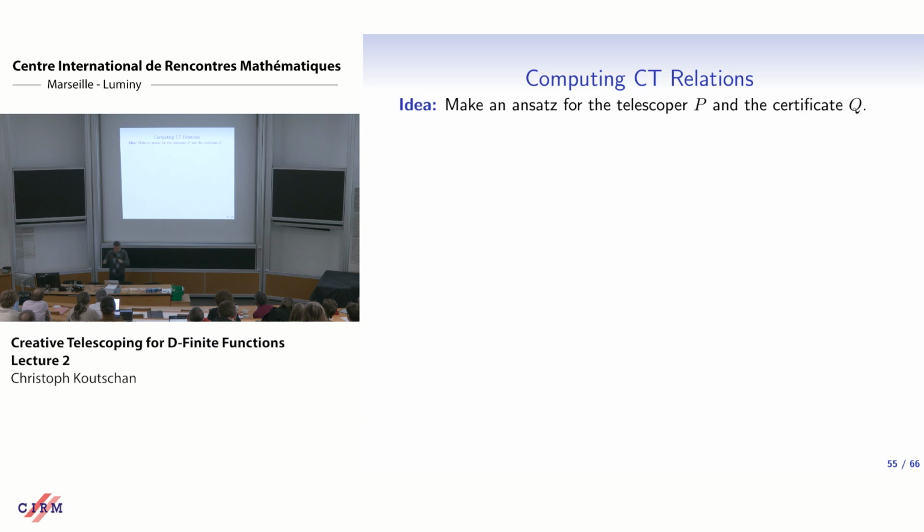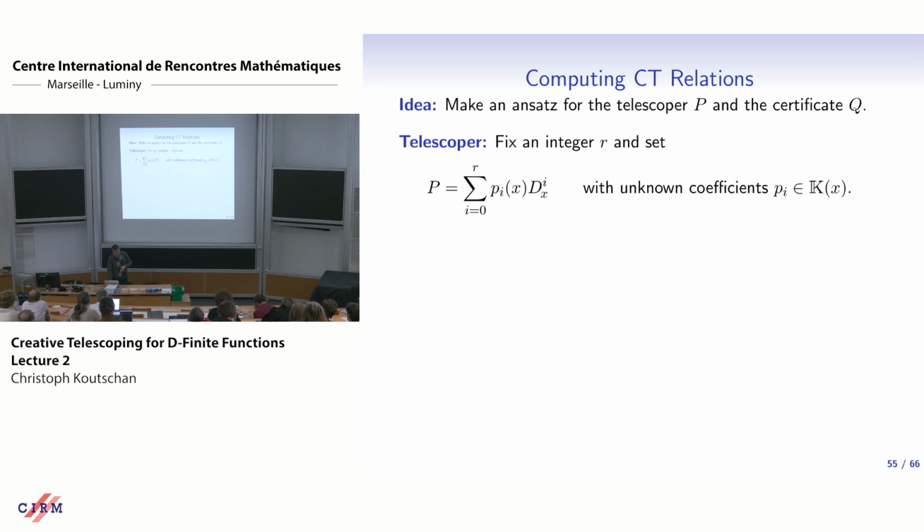Okay, so now a bit more concretely, how do we compute this p and the q? Well, I said make an ansatz, but how should this ansatz look? For the telescoper, the nice thing is that the coefficients are only allowed to depend on x, not on y. So we write it as it is.